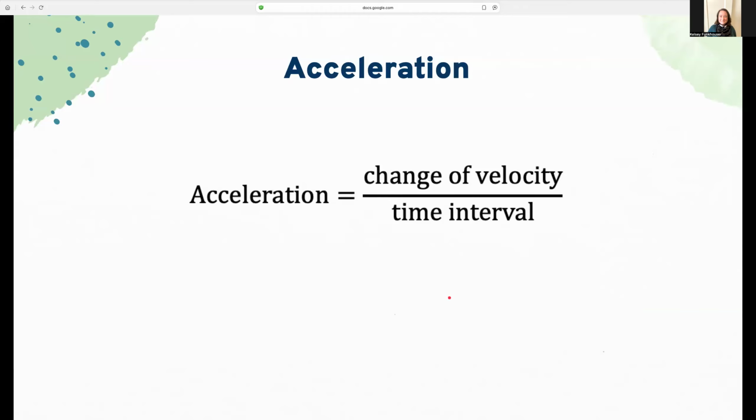So that was just a brief introduction to position, velocity, and acceleration.